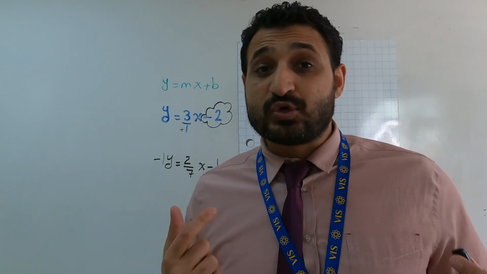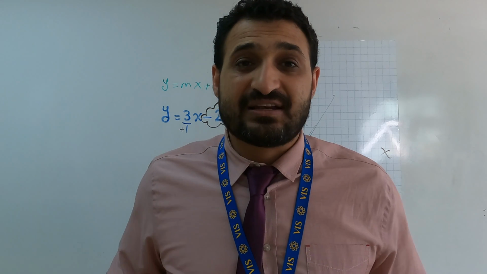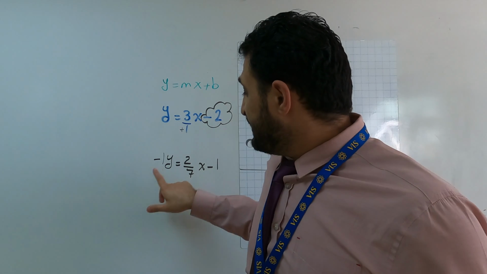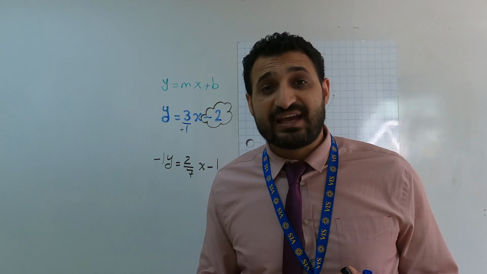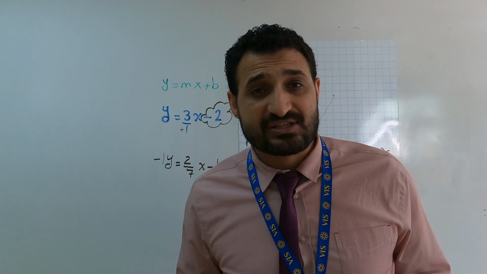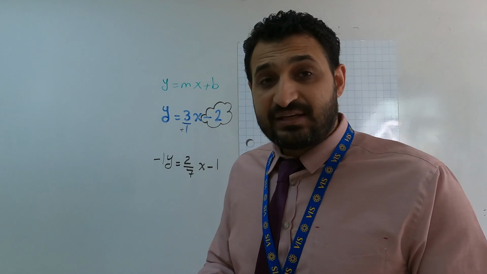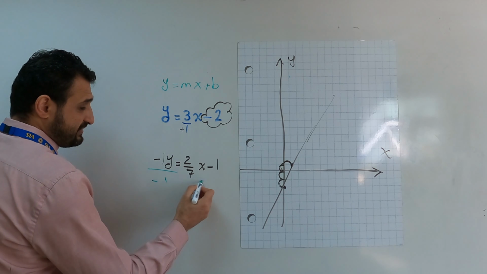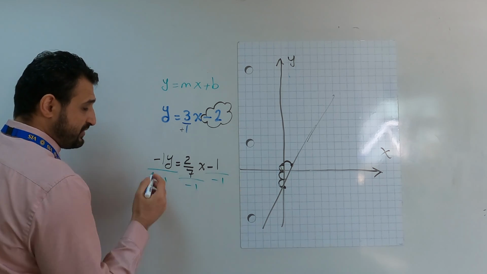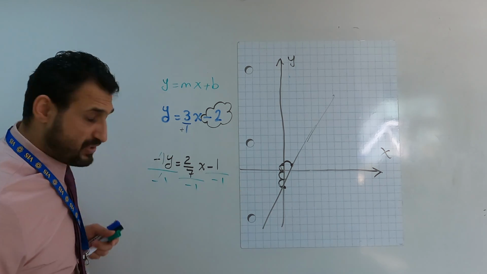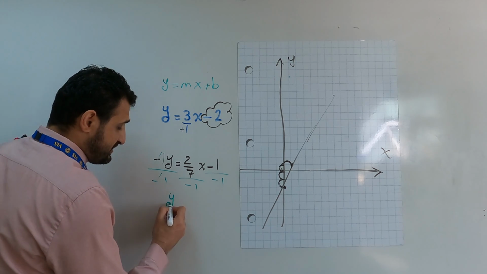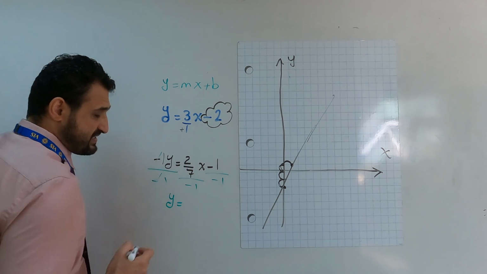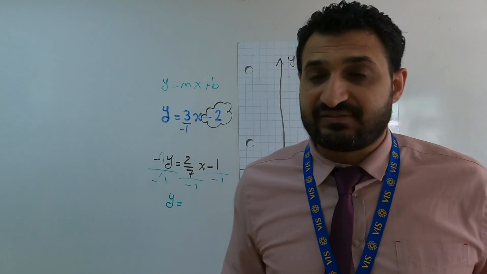It should be y. So y must be isolated. Y must be alone. That means the number before it, the coefficient, must be 1. So here it's negative 1. What should I do? I have to divide the whole equation by negative 1, to make it positive 1. So here I will divide by negative 1, negative 1, negative 1. Negative divided by negative is positive. So it will be positive y equals 2 over 7, which is positive, divided by negative 1.